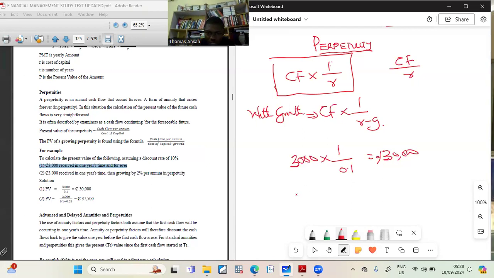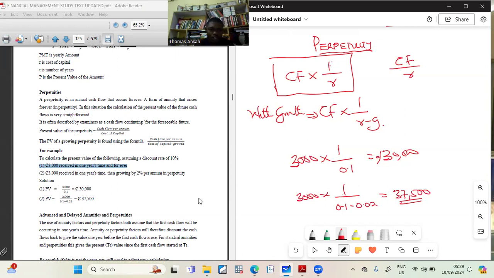But what if it is going to grow by 2% per annum forever? So that one will mean that I will have to do 3,000 multiplied by 0.1 minus 2%, which is 0.02. All right. And when you do that, your answer now changes slightly to 37,500. So that is how you do perpetuity. You see, the annuity ends at a place, maybe 4 years, 5 years, so you went to your table to read at the column. Perpetuity is forever.